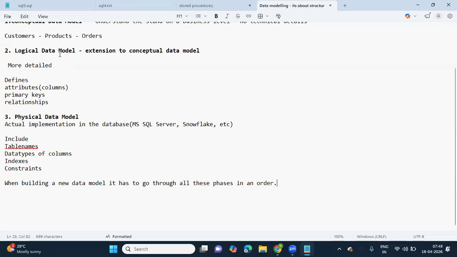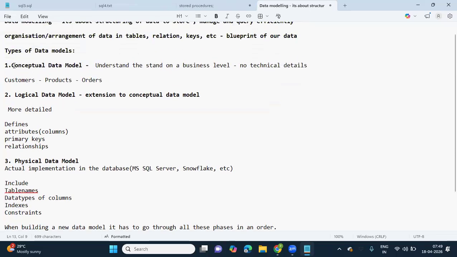How is it possible? It's not possible. So you try to do the logical data model without understanding the business. That is not possible. Or else you directly first understand the business and directly implement it on the database. That is also not possible.